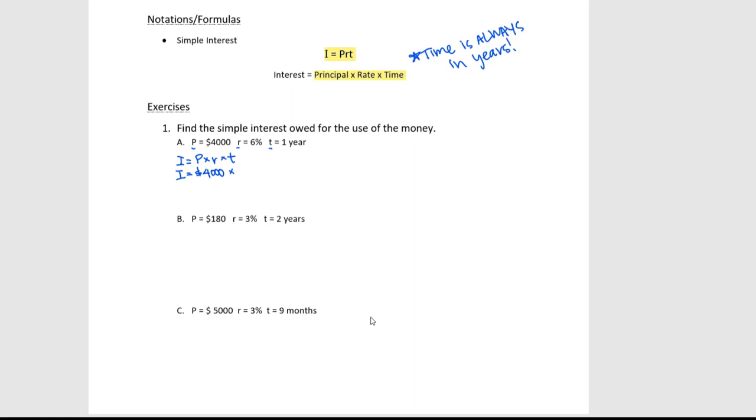Our interest rate is 6%. So they give it to us as a percentage. But 6% is actually 6 out of 100. So whenever we divide 6 divided by 100, we get 0.06. So this is what we are putting into our formula, 0.06. And then our time is 1 year. So when you put all of these calculations into your calculator, we get that our interest is $240.